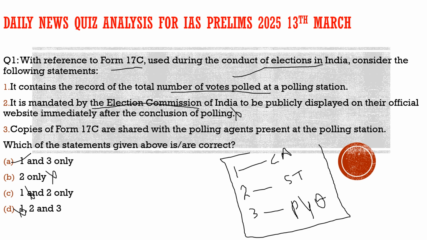Now let's come to the third statement. It says copies of Form 17C are shared with the polling agents present at the polling station. 100% correct. We discussed in the second statement that it is not available to the public and not published on the official website, but indeed it is given to the polling agents of the political parties who are there. It is shared with them. So with respect to this question, the correct statements are statement 1 and statement 3 only.